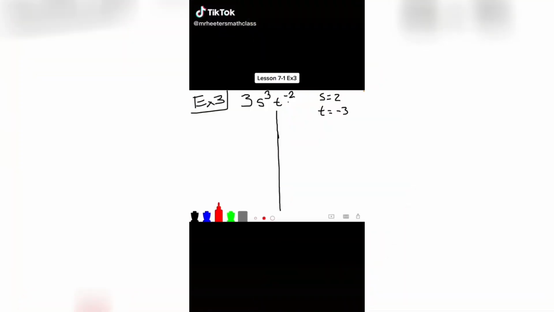Now we're on to example 3, which is evaluating an exponential expression. Here's our expression, and we are given s equals 2 and t equals -3. There are 2 different ways we can solve this. Number 1 is we can simplify this expression first. We would take t to the -2 and put it on the denominator. So we could rewrite it as 3s to the third over t to the 2nd power, where it is now positive in the denominator.